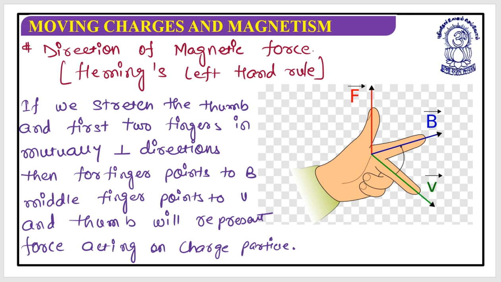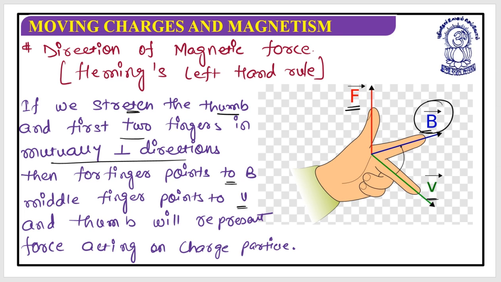So what does it say? Let's revise it one more time. If we stretch the thumb and first two fingers in mutually perpendicular directions, we are talking about Fleming's left hand rule. Then the forefinger points to B, the magnetic field. The middle finger points to V, and the thumb represents the force acting on the charged particle. So this is force, this is magnetic field, and this is velocity.